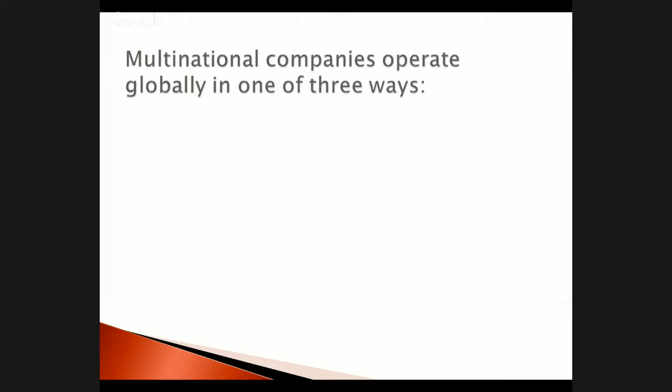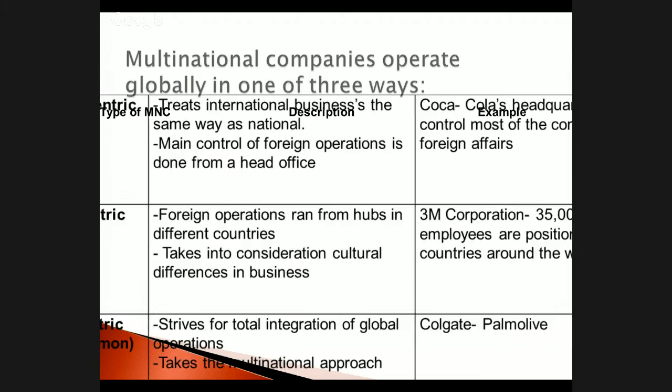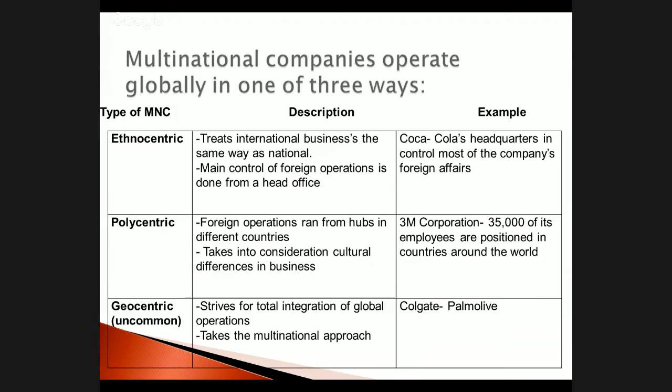So multinational companies operate globally in one of three ways. These are three different ways that multinational companies operate. Okay, so this is a good place to get some notes down, or when I post this presentation, this chart here is a good thing to have in your notes. The three different types are ethnocentric, polycentric, and geocentric types of multinational companies.